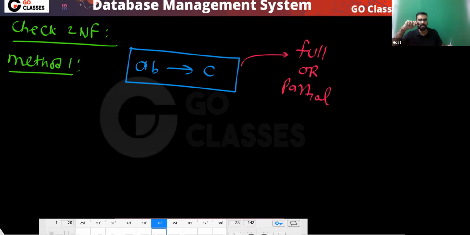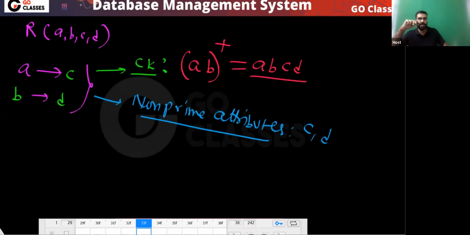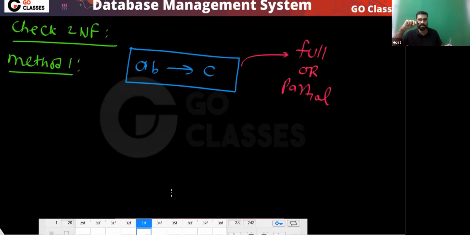So this FD is because you don't need B. Agree? You don't need B because A can determine C, right? There is no need of B. You don't need this B. This is not needed. Can you notice? We can remove it.